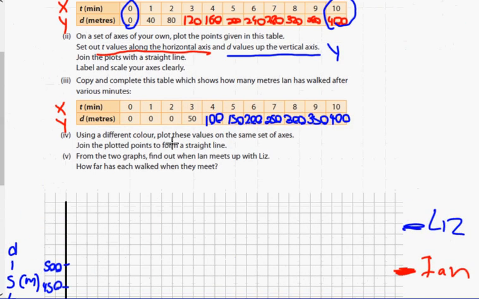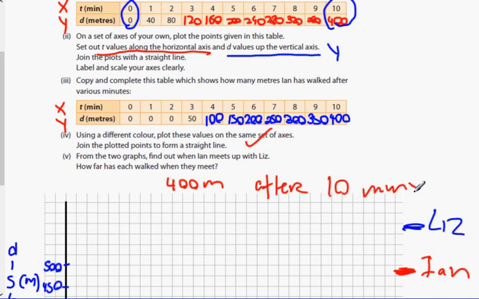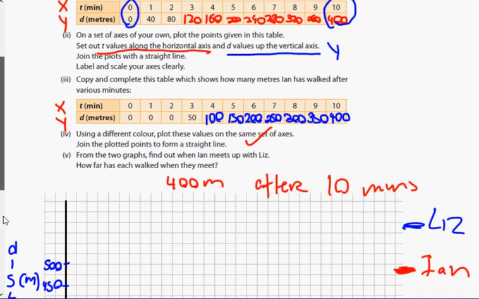Use a different colour to plot these values on the same axis and join the points with a straight line. From the graphs, find out when Ian meets up with Liz. How far has each walked when they met? They've met at 400 metres after 10 minutes. Okay, and they're still 100 metres away from completing the journey. Okay, guys.